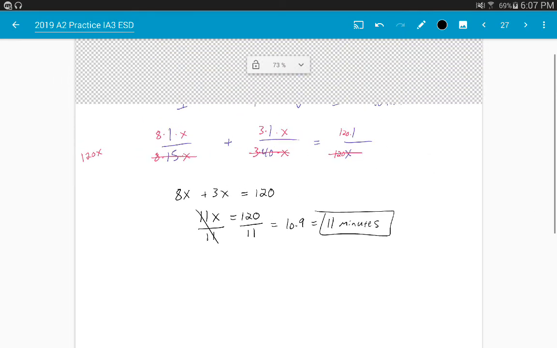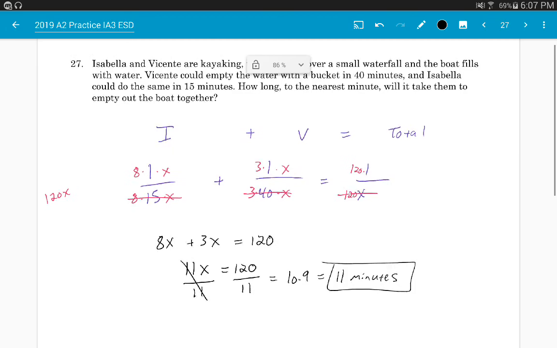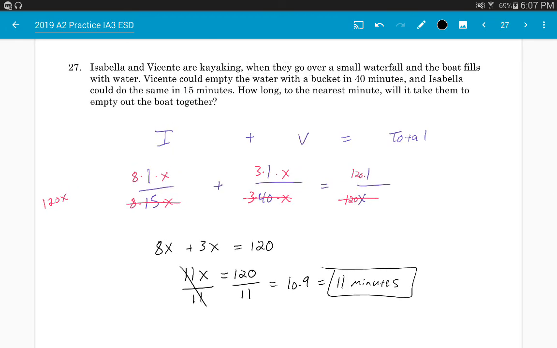Okay, and that would be my final answer. We should always think, does this make sense? If Isabella could do it in 15 minutes, with a little bit of help, they could do it in 11. Yeah, that makes sense.